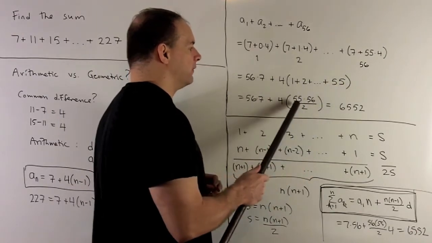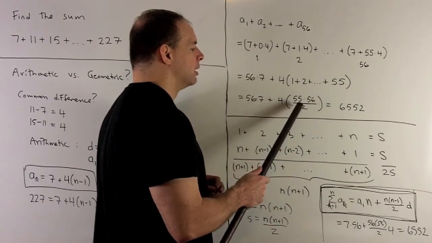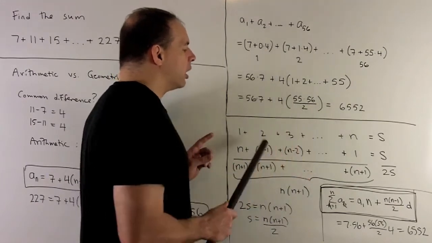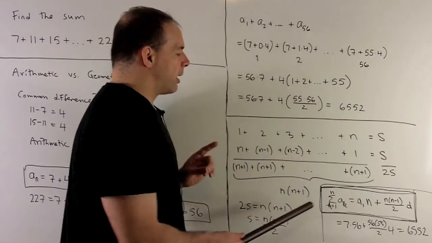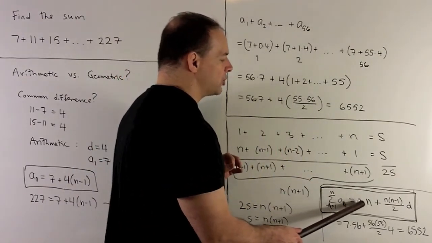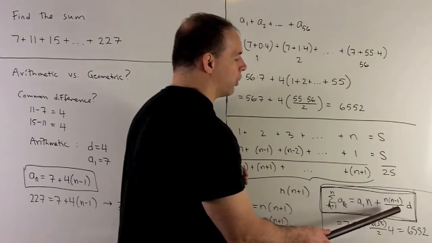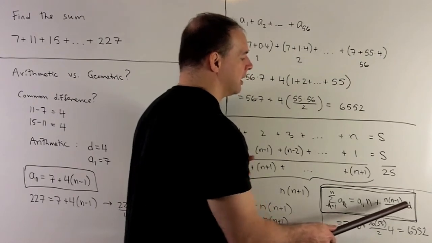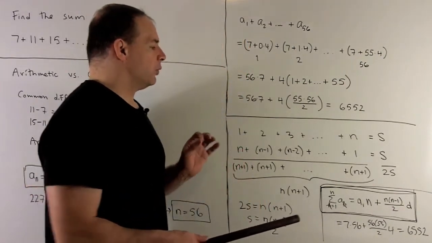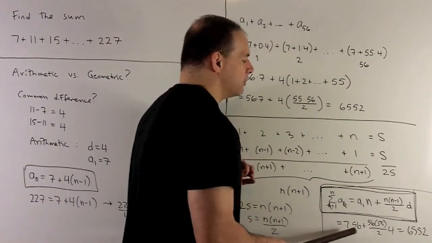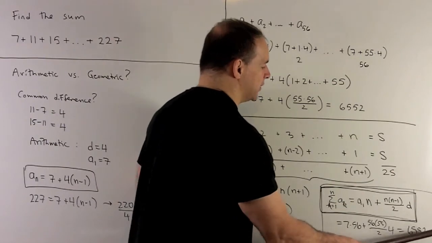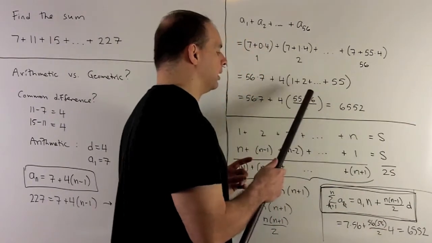Here we have n equal to 55. So when you put all this together, you wind up with the formula for your sum: your first term times n, plus n times n minus 1 over 2 times your common difference d. If we use the formula here, out comes 6,552. That's exactly what we did up here.